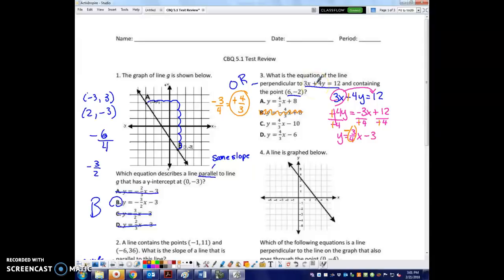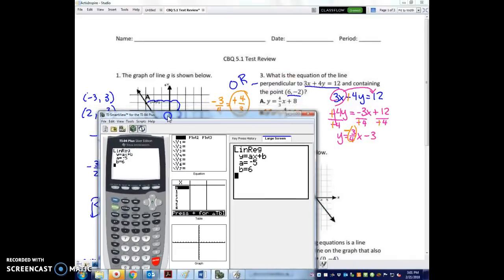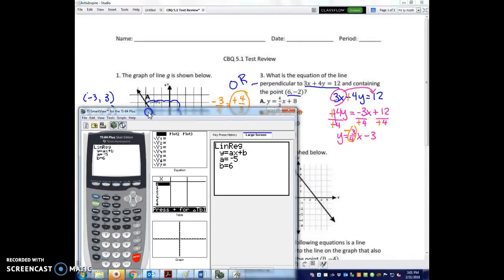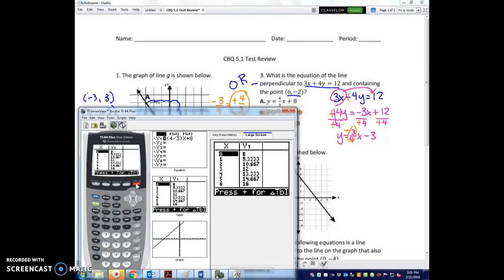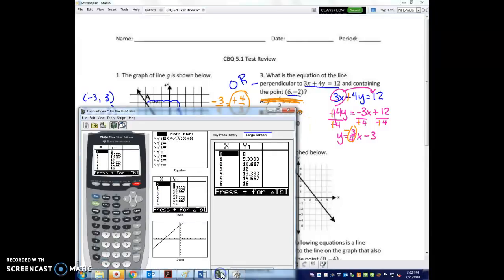Okay, so now we need to find out which one's correct. So what I'm going to do is just type these into y equals and see which one has that point. Okay, so the first one, y equals 4 over 3, in parentheses, x plus 8. Go to the table. We're looking for the point (6, -2). Is this (6, -2)? Nope. So that's wrong.